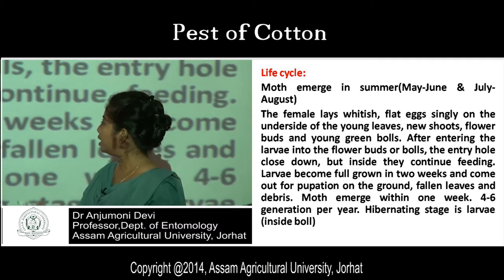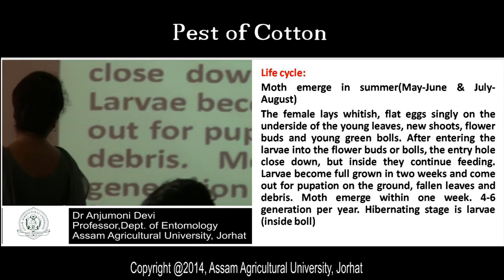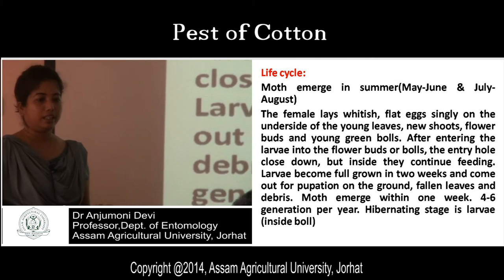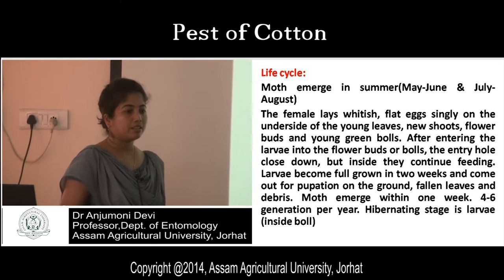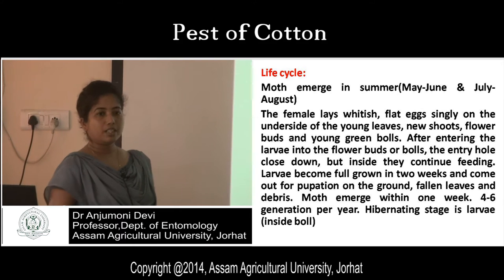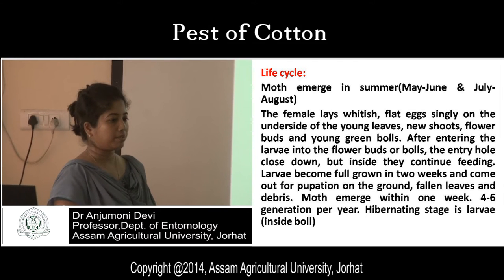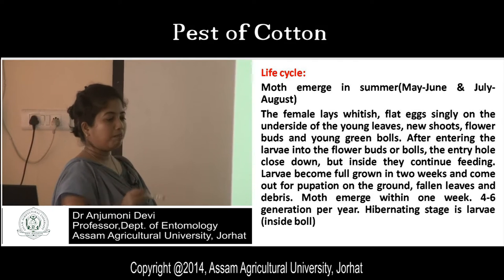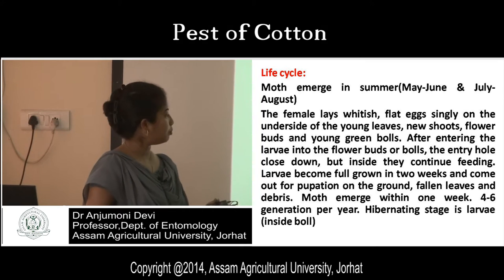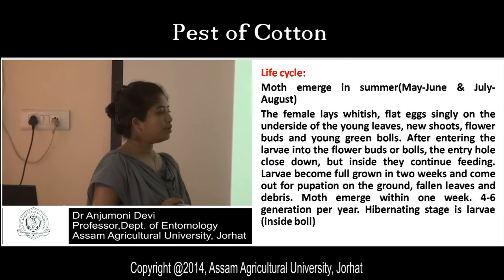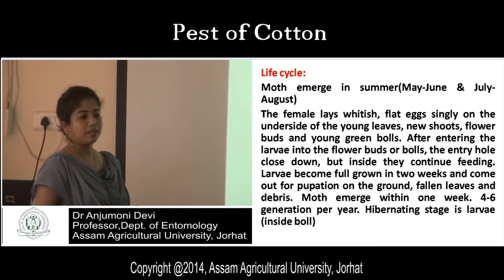Then the larvae become full grown in 2 weeks and come out for pupation on the ground or in fallen leaves and debris. The larvae pupate in soil or sometimes in the debris or fallen leaves. From the buds or flower portion, the larvae come to the ground for pupation. Moths emerge within 1 week. There are 4 to 6 generations per year.